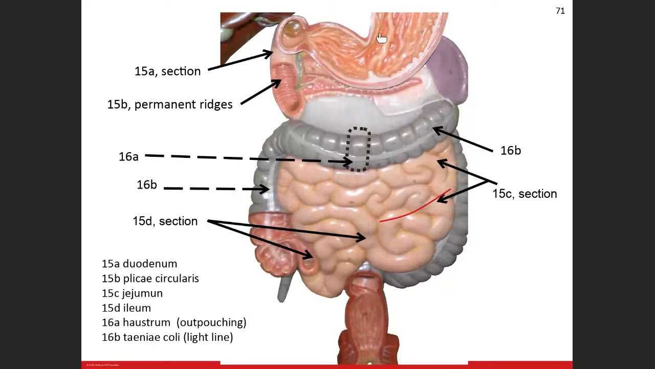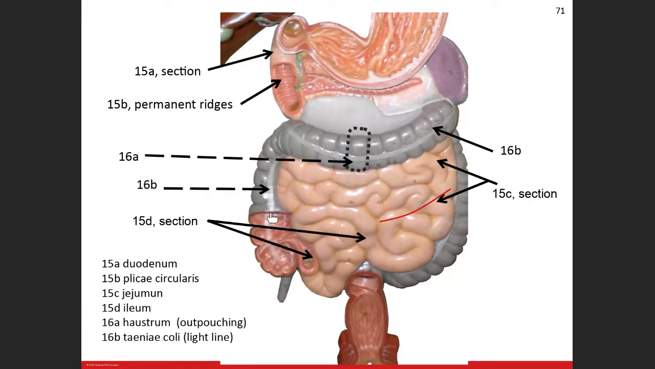So here you can see as we move into the lower GI tract, here's the duodenum, right here, after the stomach, the first part of the small intestine. You can see there are these little ridge-like structures. Those are those circular folds we were talking about, the plicae circularis. Then in this region of our small intestine over on the left side, that is the jejunum. Over here, closer to the beginning of the large intestine, that's going to be the ileum.